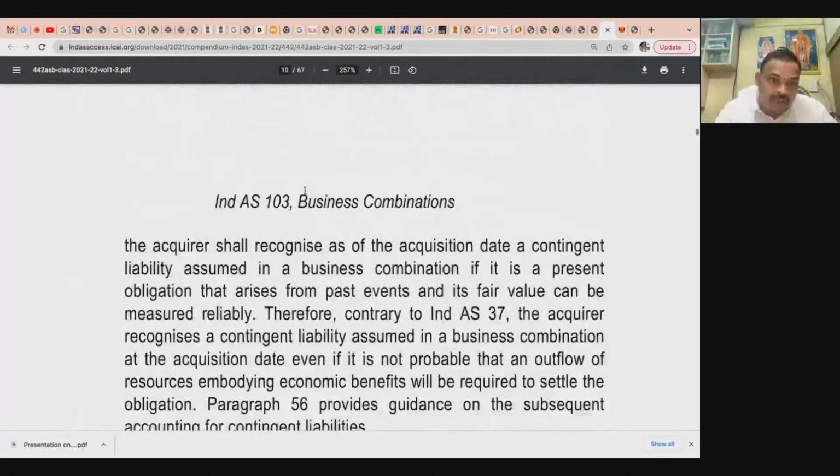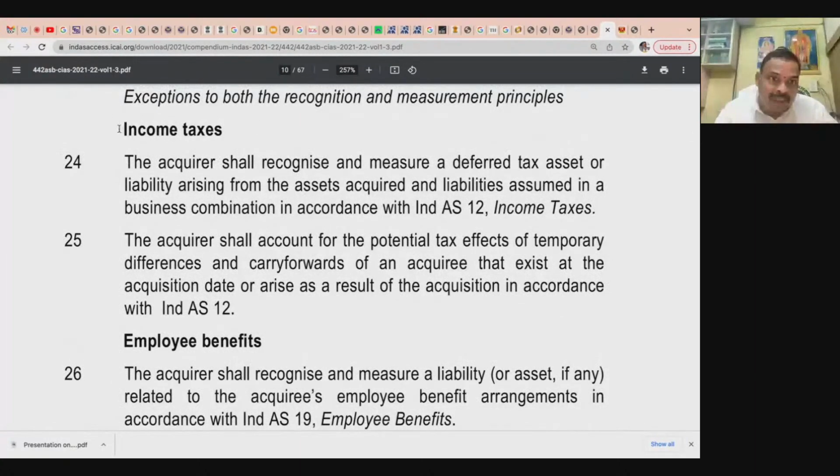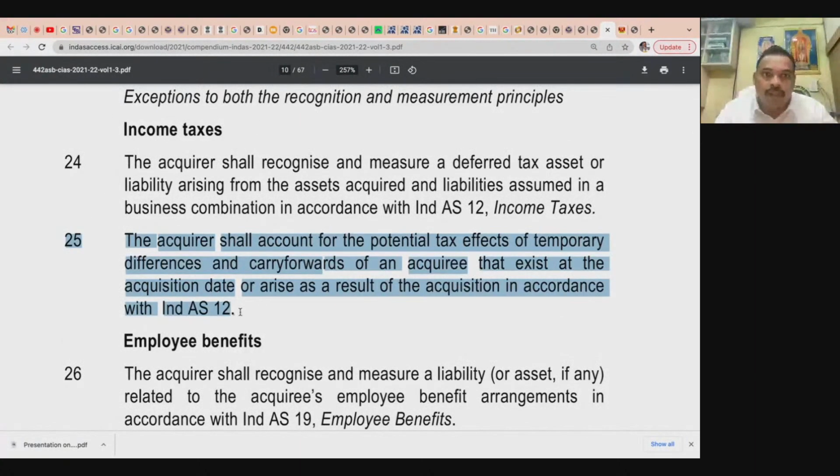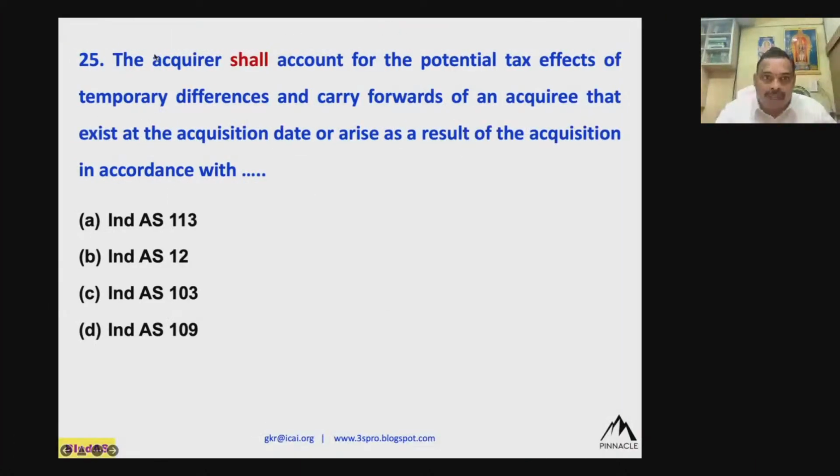This paragraph is with respect to income taxes. Now, the acquirer, the buyer, shall account for the potential tax effects of temporary differences. Now, what is a temporary difference? A temporary difference is your depreciation. There is no permanent effect. It is only a temporary difference. So the tax effects of temporary difference and carry forward of the acquiree. What is carry forward? There will be losses.